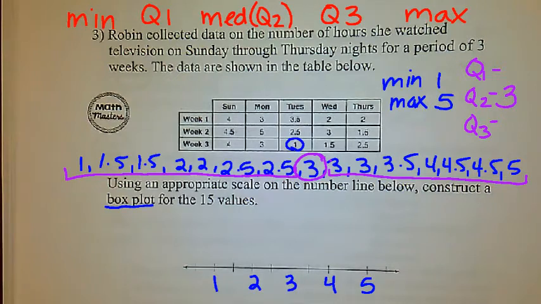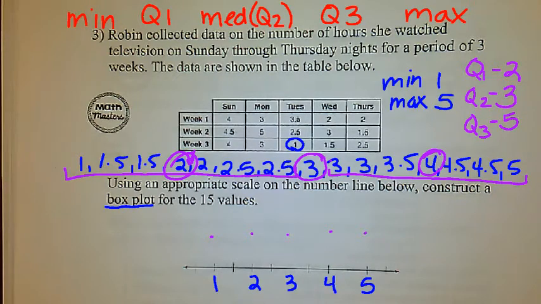So halfway, 1, 2, 3, and then 1, 2, 3, 4, 5. Okay, well, that's pretty easy. So I'm going to put all of these dots, I'm going to put 1 for each of them, and then we'll construct our box plot.